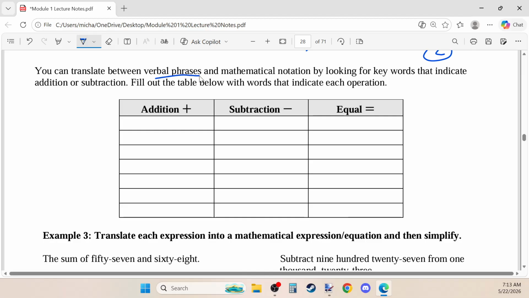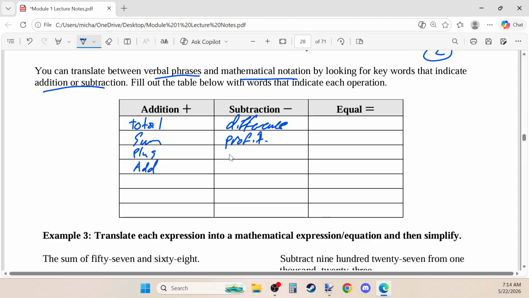You can translate between verbal phrases and mathematical notation by looking for keywords that indicate addition or subtraction. So things like total, sum, plus, add, words that mean you're going to need to add. Subtraction, you might say difference. You might say, let's see, profit you get by subtracting 2 things.